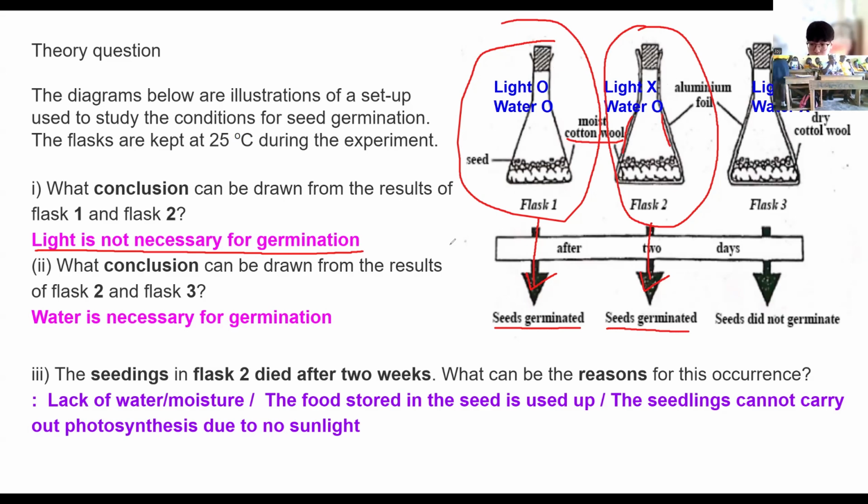And for these types of questions, what you should be doing is comparing two different experiments and looking at what they set as the difference. So here they set light as the difference, and we look at the results. Both grew, so it seems that light is not necessary for plants to grow.